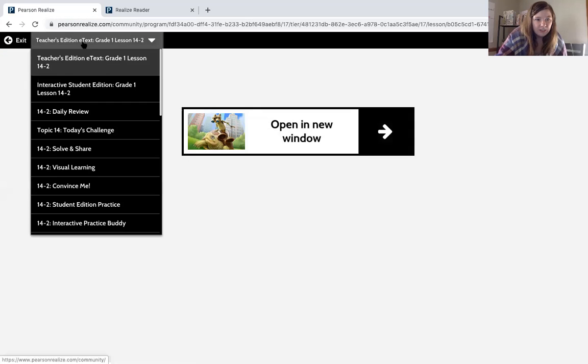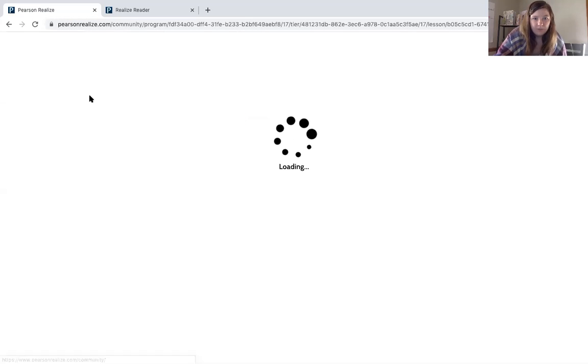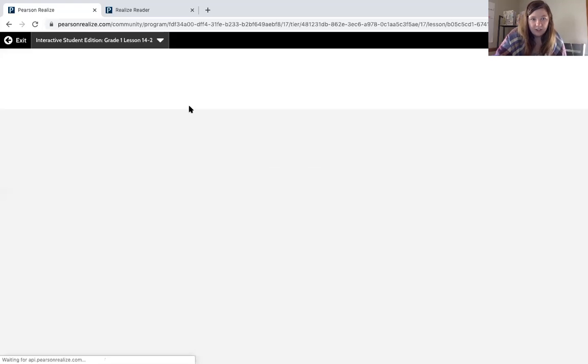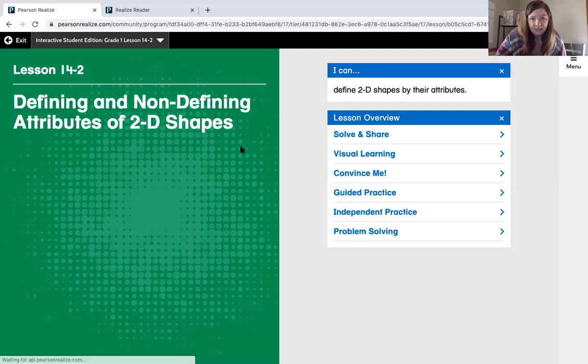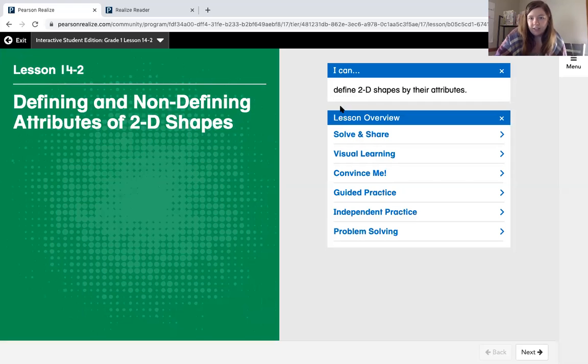So we are just gonna go and get started with your visual learning video once we have it load. All right, so I can define 2D shapes by their attributes.